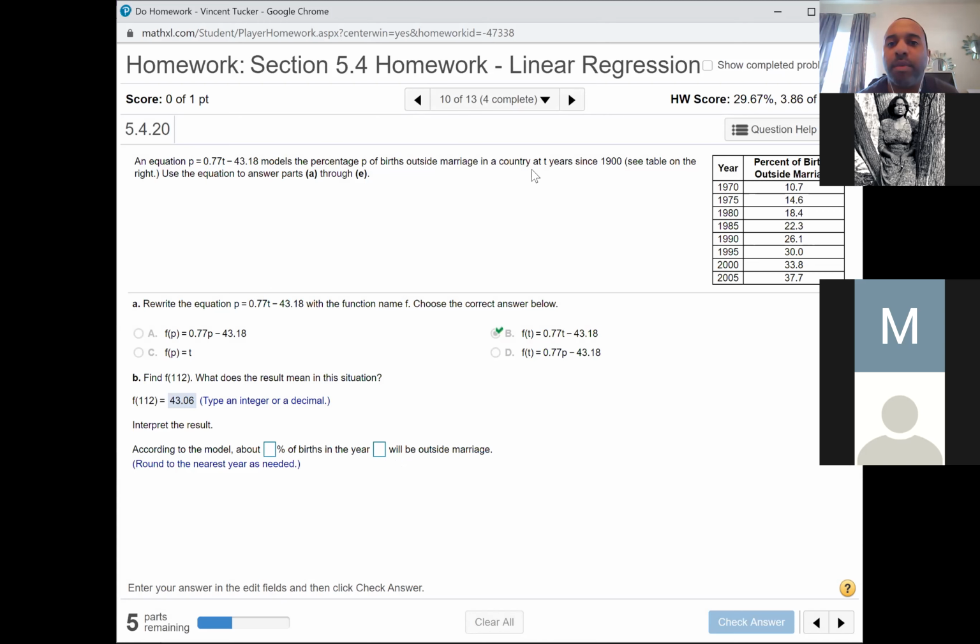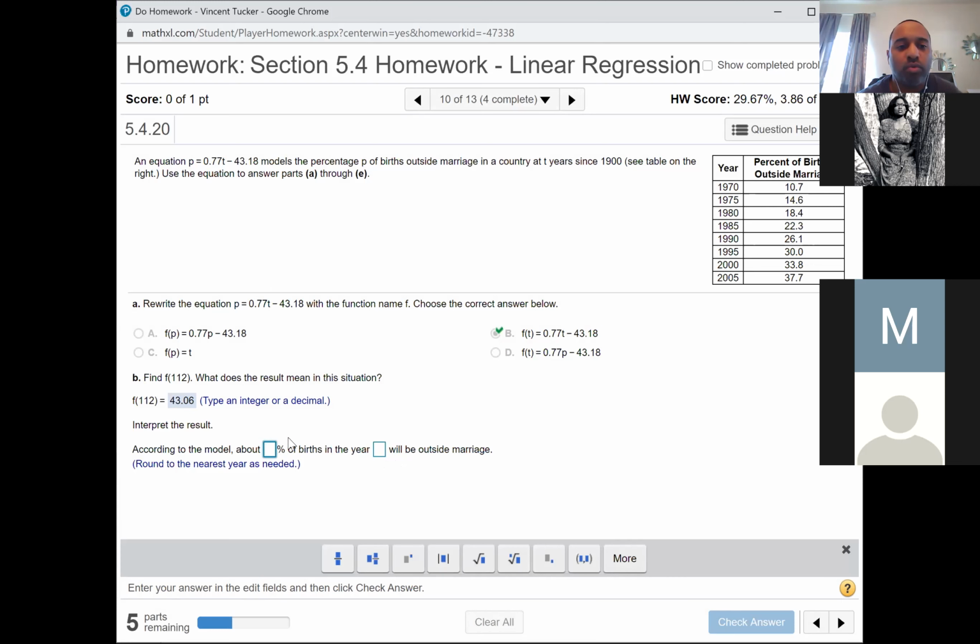P is births outside of marriage. T is years since 1900. So the model's 112. So about 43.06% of births in the year will be outside of marriage.